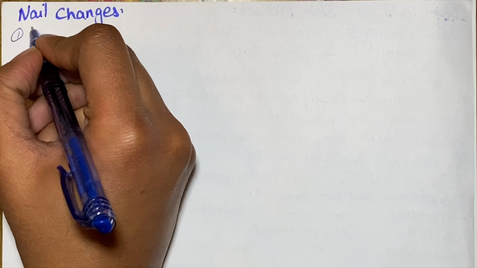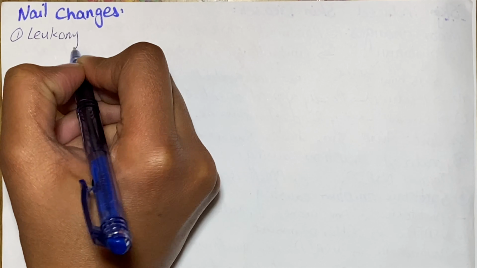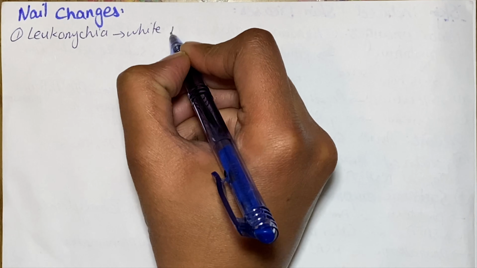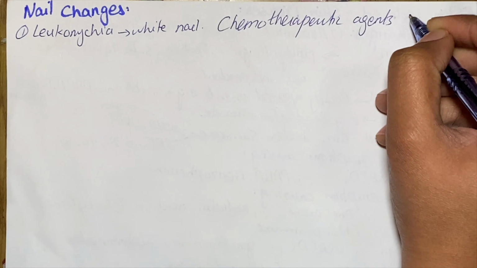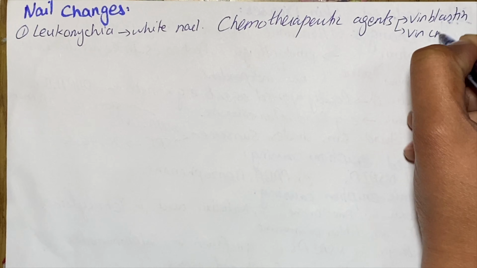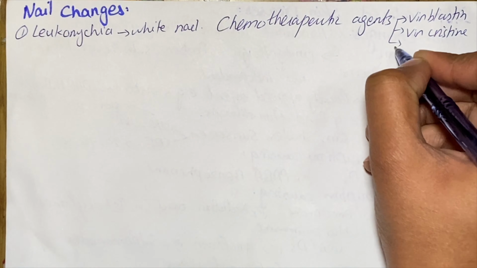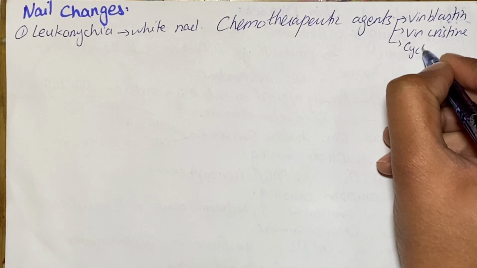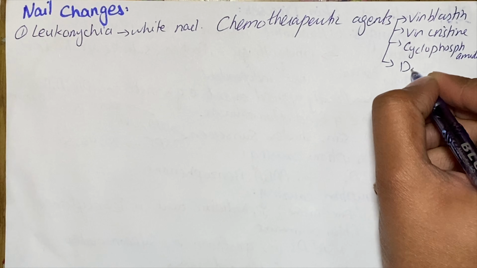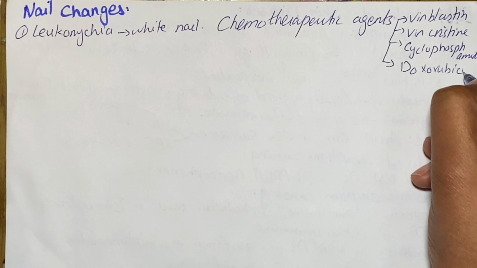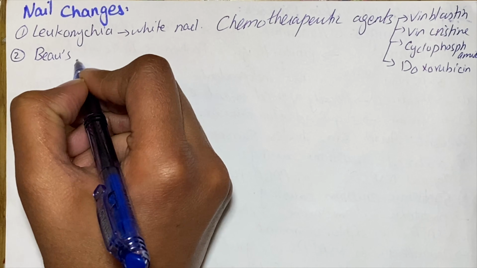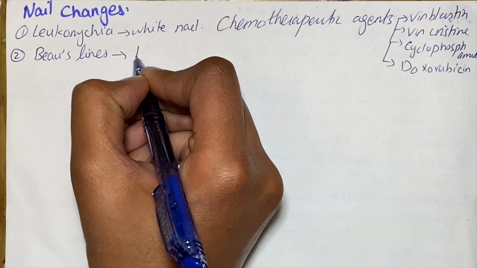So some of the important terms include leukonychia, that is whitening of the nail or a part of nail. So these kind of changes actually can happen because of some chemotherapeutic agents such as vinblastine and vincristine, cyclophosphamide and doxorubicin. All of these are chemotherapeutic agents which can lead to this condition. So next term in these nail changes is Beau's lines. These are actually transverse depressions on the nail plate.